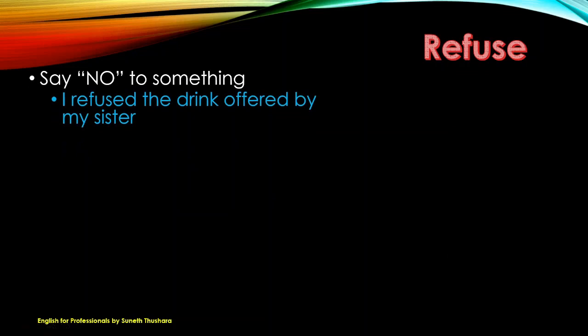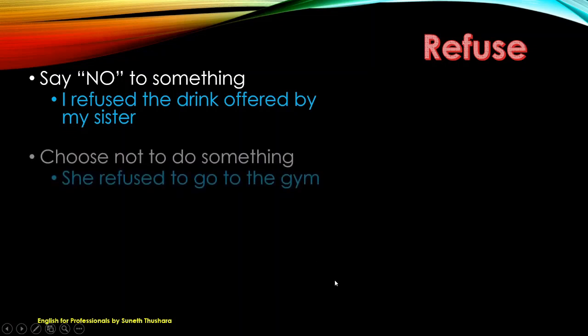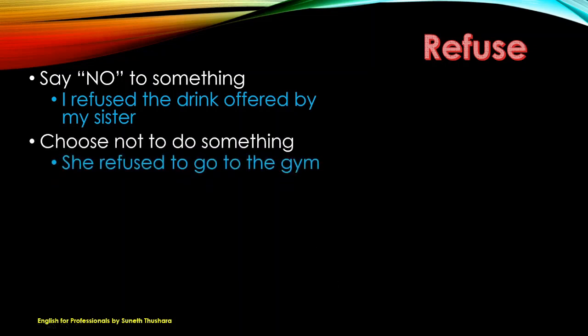What is the meaning of refuse? Say no to something. I refuse the drink offered by my sister. So, you are offered something, you say no, I don't want it. Okay, so you can refuse the drink. She gave me a book, I refuse. Then, choose not to do something. She refused to go to the gym. You go and ask, are you coming to the gym with me? No, she refused.